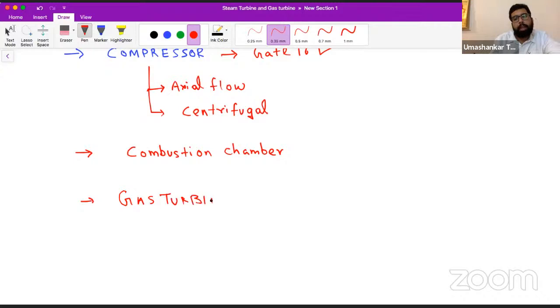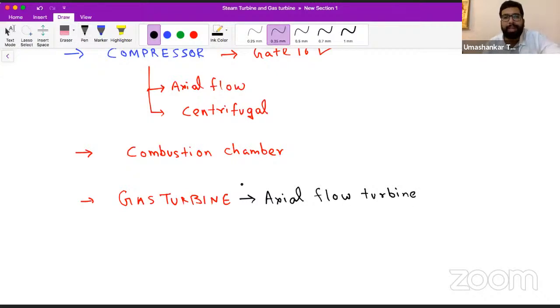Now the third component was the gas turbine, which is written specifically in the GATE syllabus. The gas turbine is an axial flow turbine. We have seen all the things required about the axial flow turbine in this lecture series. Just go and watch all the lectures. You will find everything about the axial flow turbine. So nothing more I want to say about this. Everything I have taught is applicable to the gas turbine also.